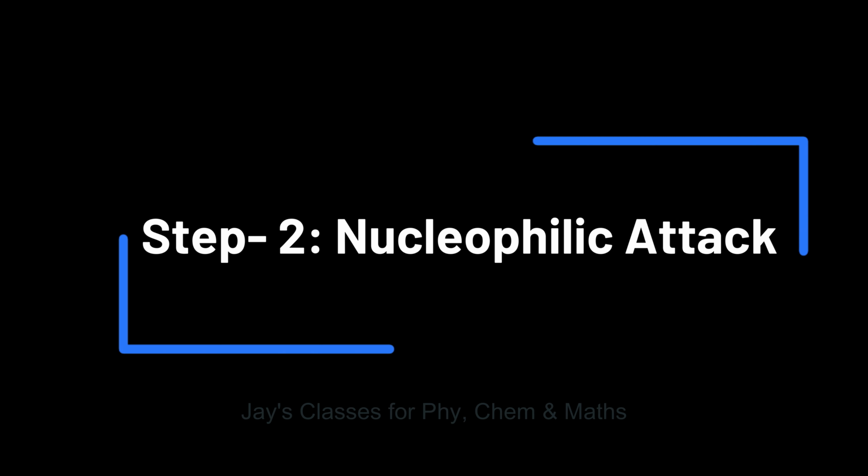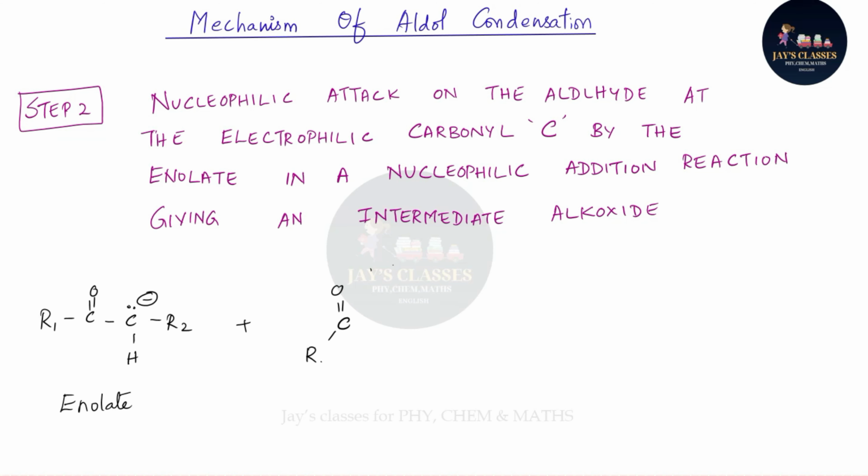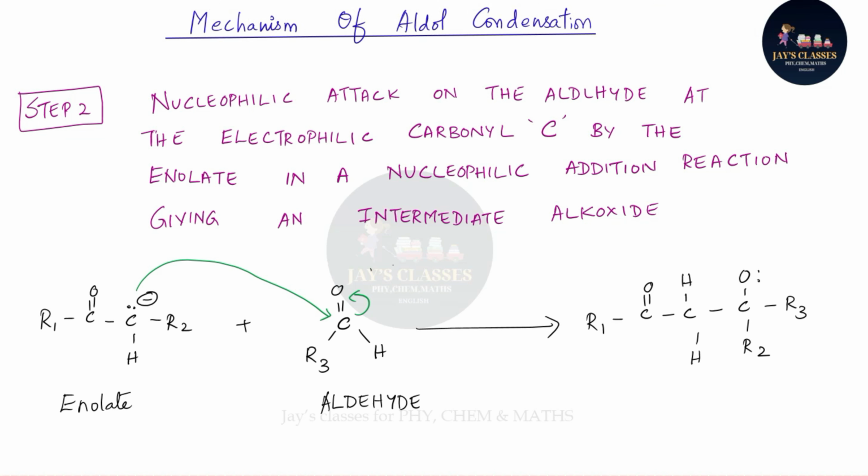Step 2. Nucleophilic attack. The enolate ion acting as a nucleophile attacks the electrophilic carbonyl carbon of an aldehyde molecule. This results in a nucleophilic addition reaction, forming an intermediate alkoxide ion. The alkoxide ion is stabilized by the negative charge on the oxygen atom.